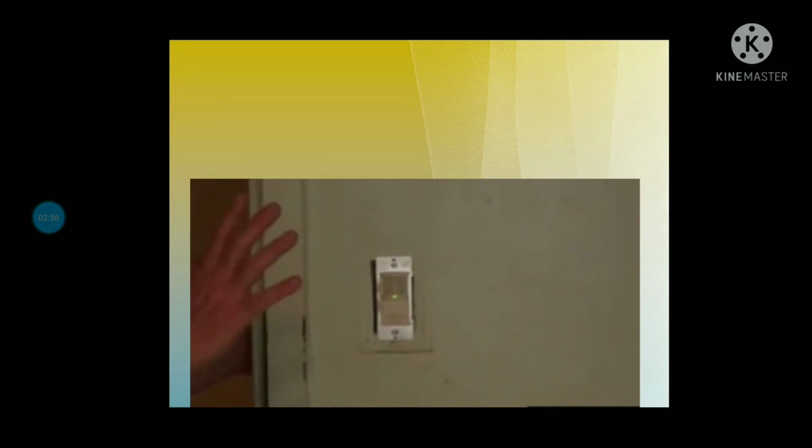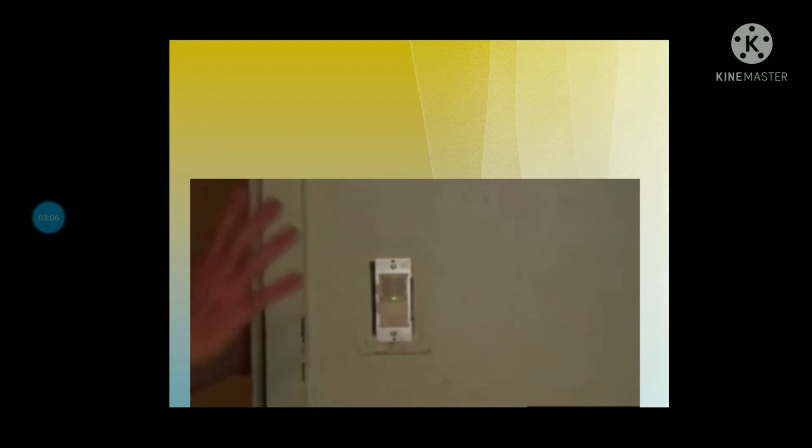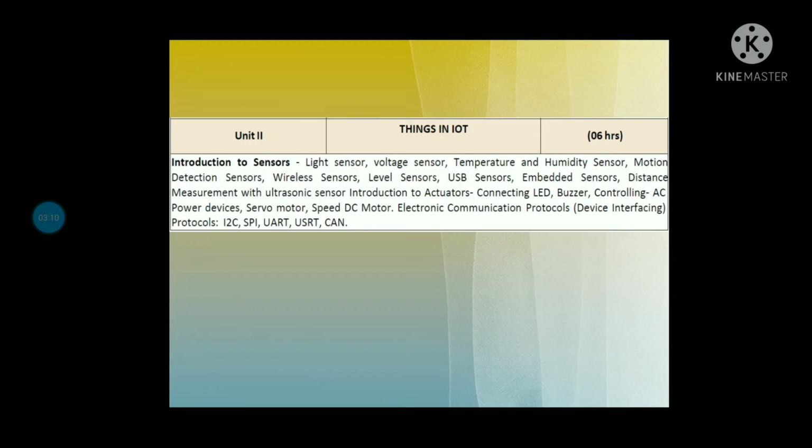See, as the hand of the man comes towards the light, it automatically turns on. There is a particular span: as soon as the hand of the person comes in range of the diode, the light will automatically turn on. These are some good examples of light sensors.